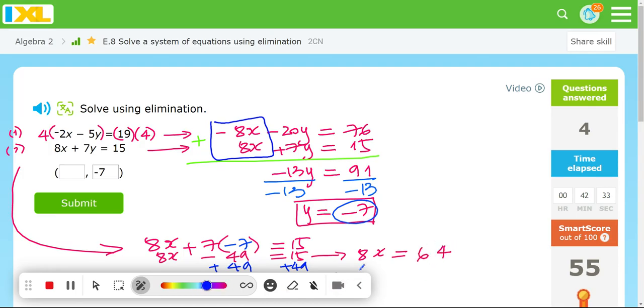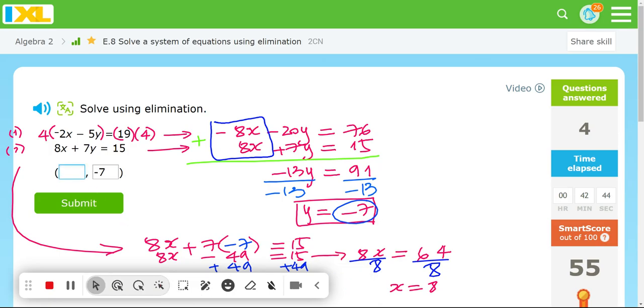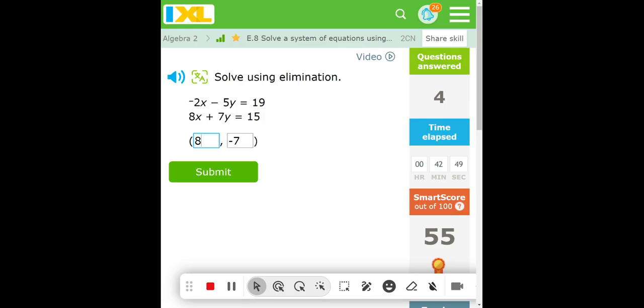Okay, so divide by a on both sides, I come out x equals 8. All right, so let's put the 8 in the box right now. Here we go. So now I use my calculator to do the testing. All right, here we go. So I got negative 2x subtract 5y. So x I put 8, y I put negative 7. I come out 19, so I'm correct.